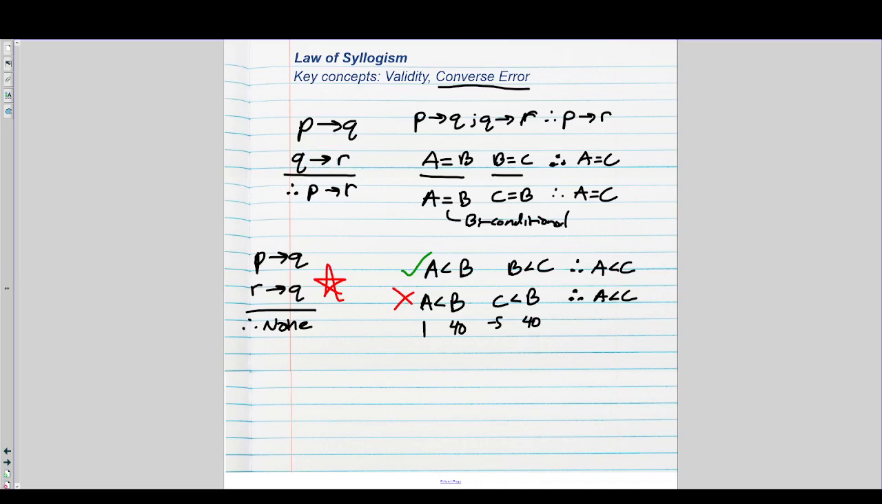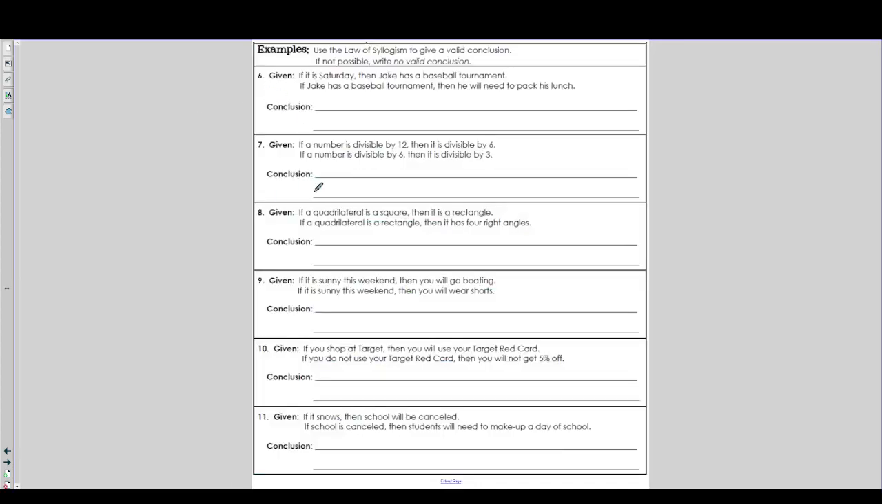So let's look at some examples and see if we can figure them out. So it says, if it is Saturday, we'll call that P, then Jake has a baseball tournament, Q. Then we have a second conditional. So we know that we're not looking at law of detachment here, we're looking at law of syllogism. If Jake has a baseball tournament, that was Q, so we rename that again as Q because it's the same thing, then he will need to pack his lunch. That's a new statement, we'll call it R. So the first sentence says, if P, then Q. And the second one says, if Q, then R.